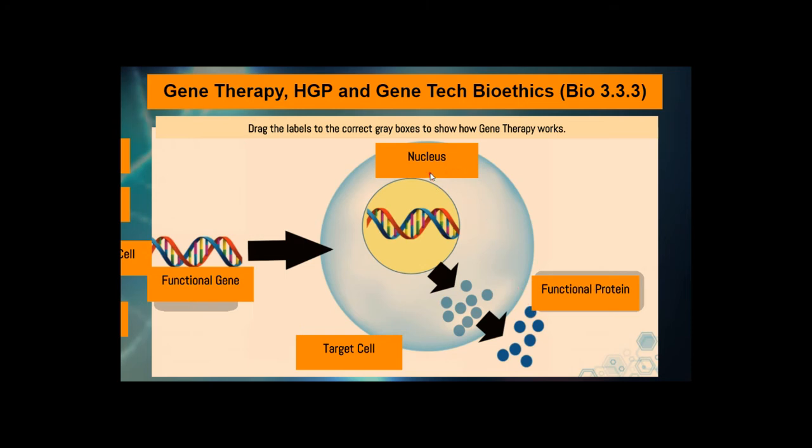This one was probably tricky. So here we have the nucleus. You have a functional gene with gene therapy. So you take a functional gene, you find a target cell. That's what it's called. It's a target because that's where it's going. You put it in the target cell, using something that's typically going to be a virus of some sort. And then that cell will make the functional protein, and you can use that to treat disorders.